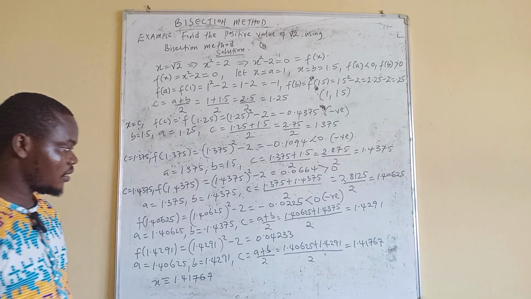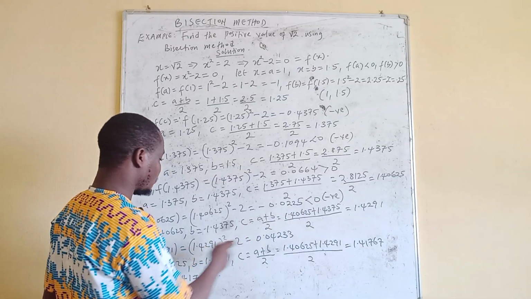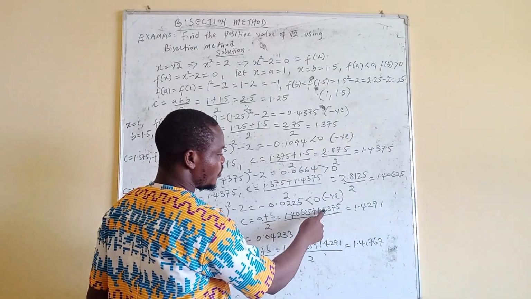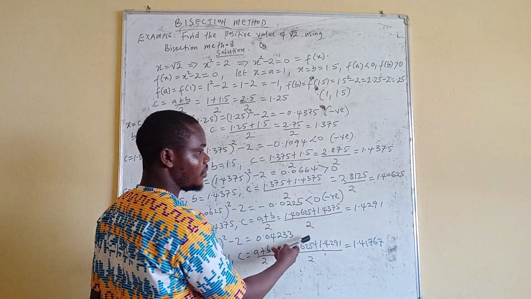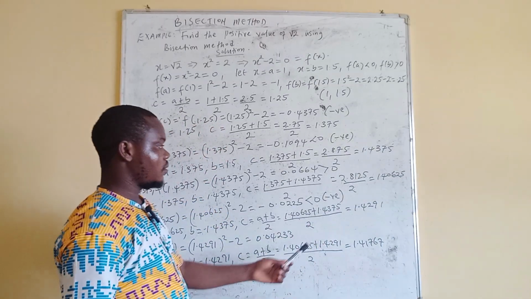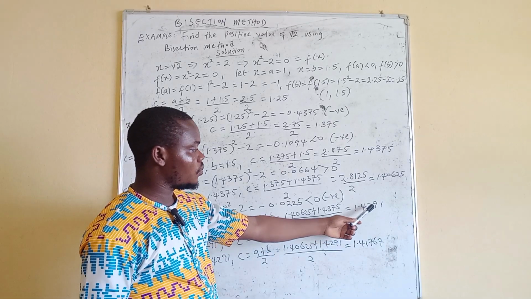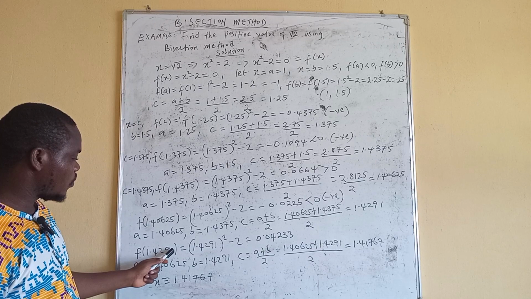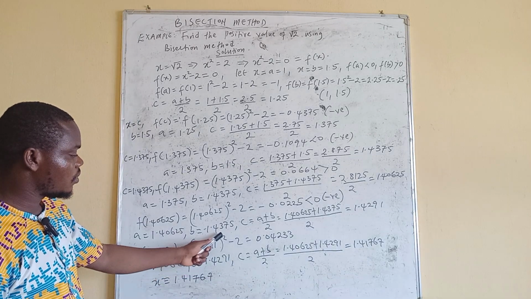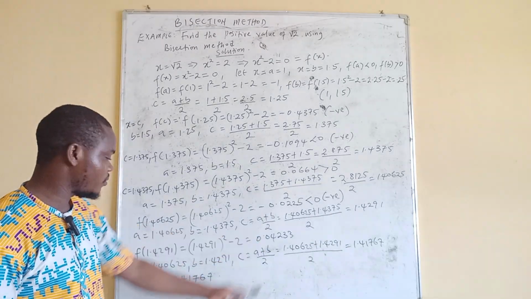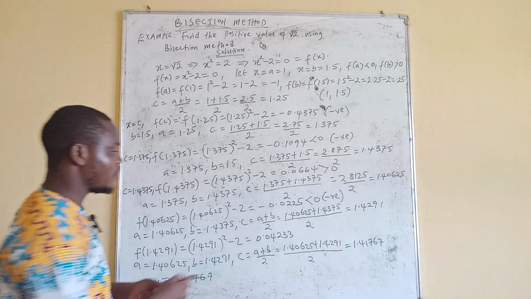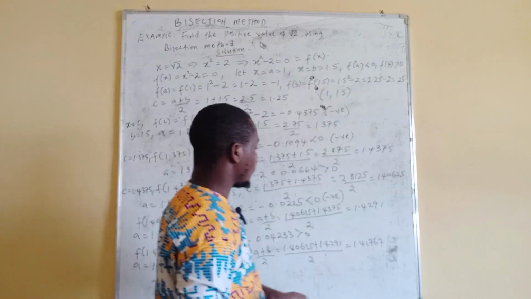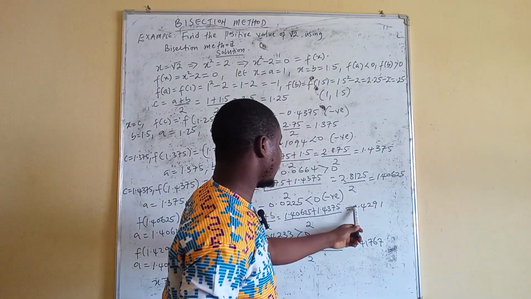So now we go back to our c. c is a plus b over 2, which is going to be the addition of these two divided by 2. 1.40625 plus 1.4375 divided by 2. Now, that goes to 1.4291. So now go back to the function and say f of 1.4291 is 1.4291 all squared minus 2. It was positive. So now, since it's positive, that's greater than 0. We look at which of them was greater than 0. b was greater than 0, so the new b is now this value.